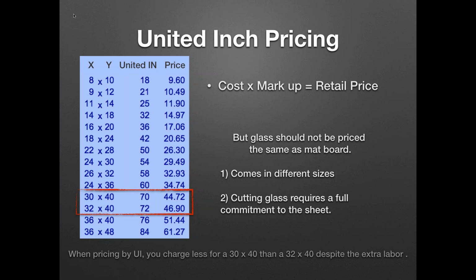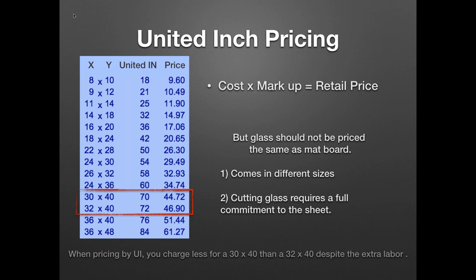Regardless of what any artist might tell you, you can't divide the whole sheet up and cut little chunks out all over it. So if you take a look at the glass pricing here, you'll notice that we have a 32 by 40 on this chart. And what would happen then is if you had a 30 by 40 and you were pricing by the United Inch, it's going to give the customer a $2 discount, even though you have to use the 32 by 40 piece of glass to do it. And the 2 inches of scrap is not reusable, and you have the extra labor of cutting that piece.